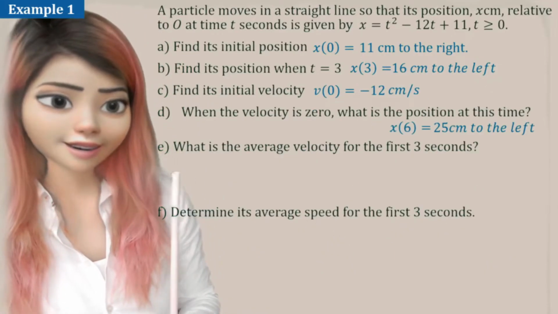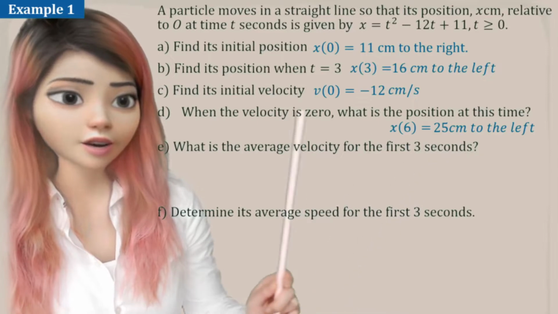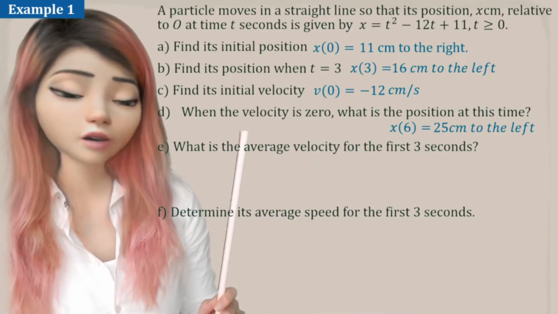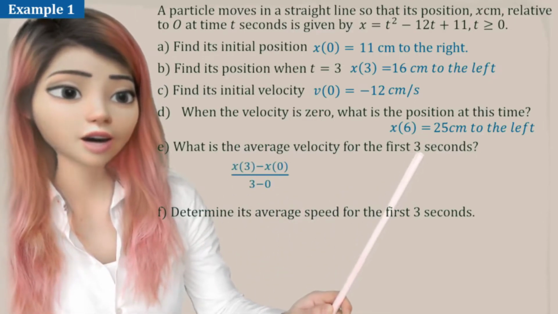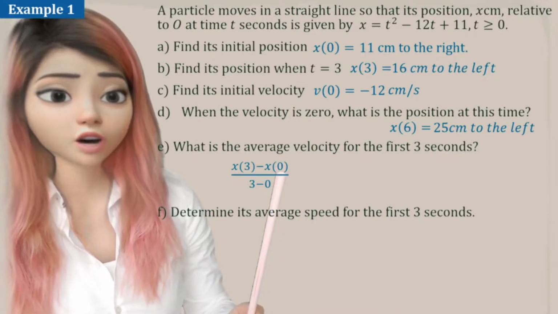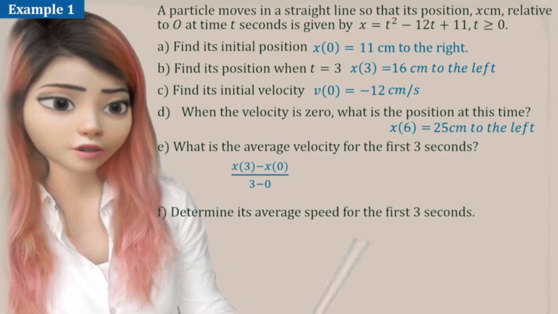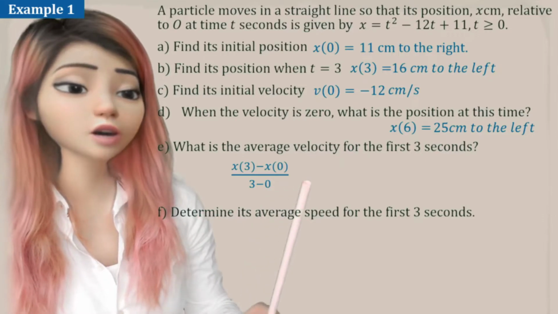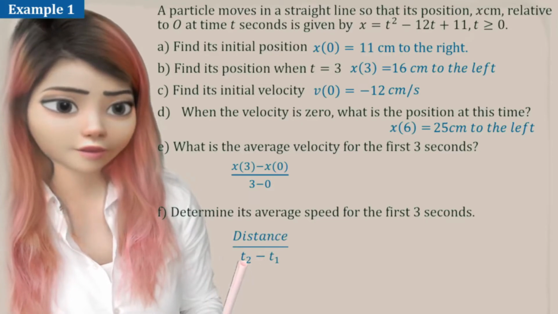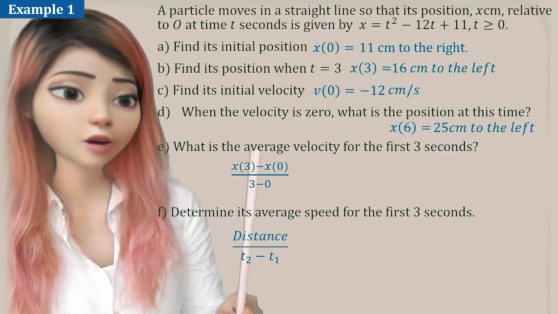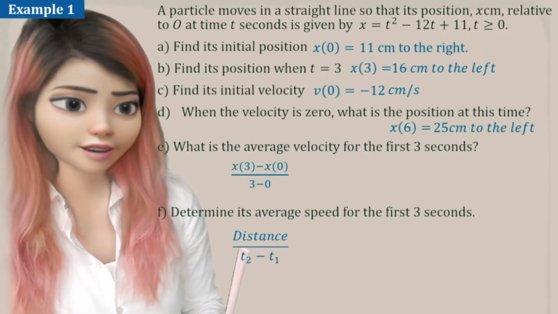Now, part E and part D. Part E, what is the average velocity for the first 3 seconds? Average velocity means x2 minus x1 over t2 minus t1. Our x2 is actually x at 3, x1 is initial, which is x0, over the final time minus initial time. Is this question very different to the next one? Let's just double check. Determine its average speed for the first 3 seconds. For this one, we'll have to look at the distance over time. Notice when it's velocity, we look at final minus initial position, whereas when it's speed, we look at the total distance.